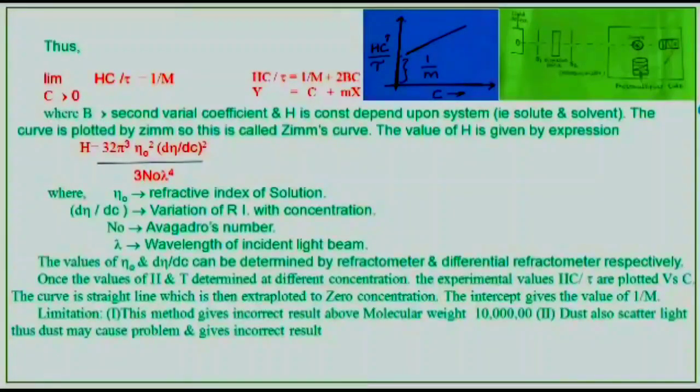Thus, once the values of H and tau are determined, it is possible to plot a graph between Hc upon tau versus concentration c, and the curve is a straight line which is extrapolated to 0 concentration. The intercept gives value of 1 by M, where M is nothing but what? Molecular weight of macromolecule. Now there are various limitations of this method. First one is that this method gives incorrect result above molecular weight 10 lakh. Second one is that dust also scatters light, thus dust may cause problem and give incorrect result.